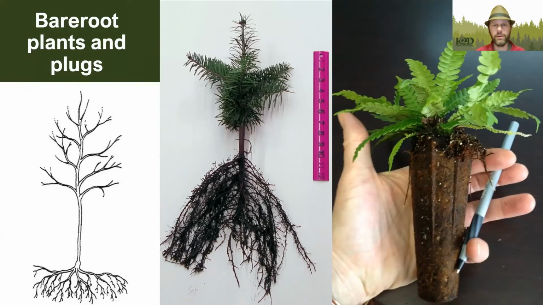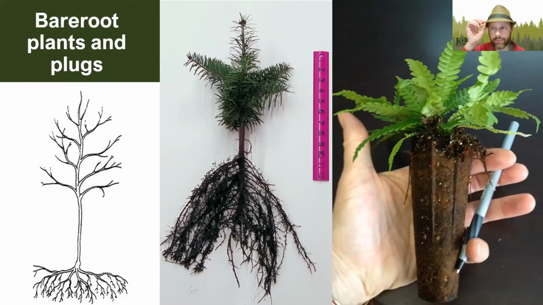So, here's a classic photo of a pretty small bare root plant in the middle there, a Doug fir. It's about 12 inches of top growth. And oftentimes they're coming with about equal 12 inches or so of root growth as well. Even if they're a little taller, they're usually going to have about 12 inches or more of root growth.